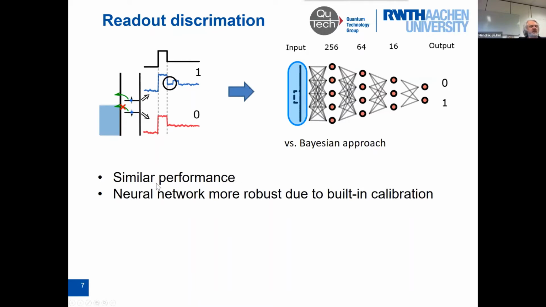But it turns out that an advantage of the neural network is that it's more robust due to some kind of built-in calibration feature that otherwise, for the Bayesian approach, would have to be added on top by hand or with additional characterization.